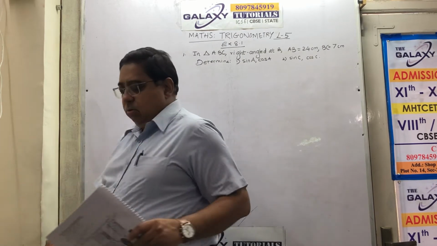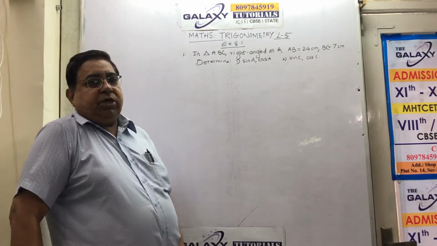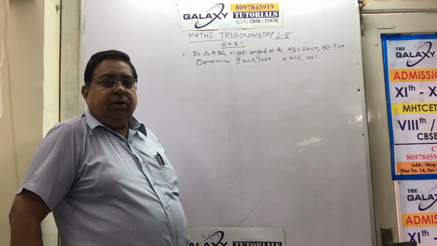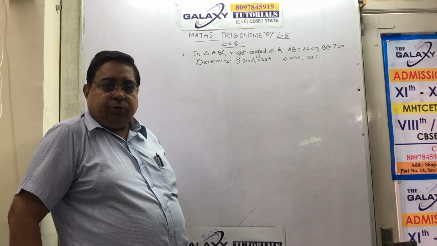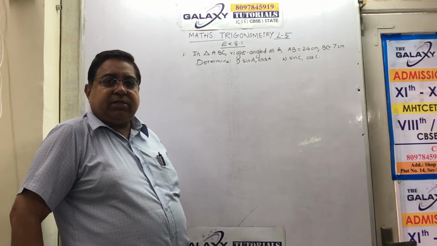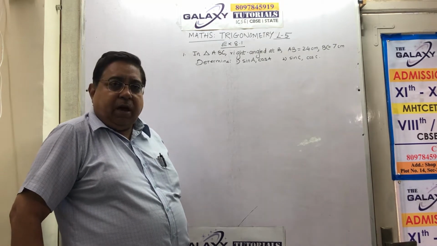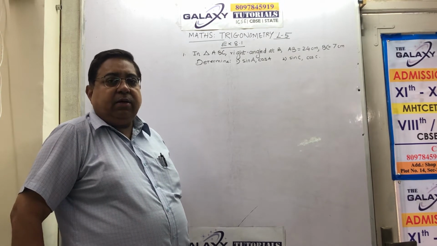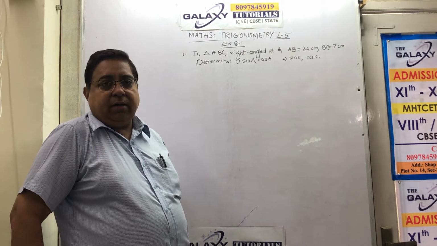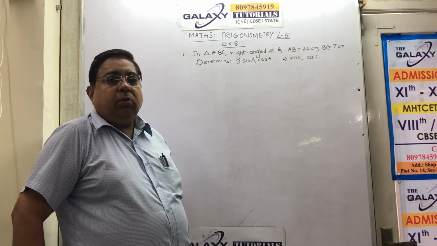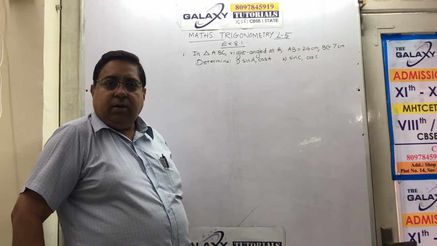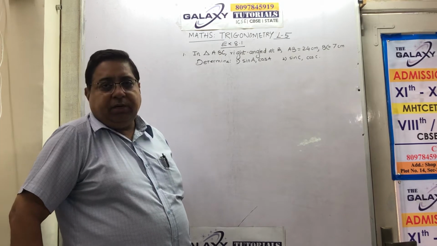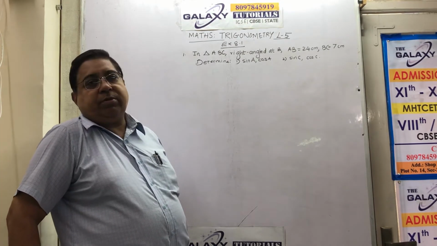Again, just to remind you, please go through the basic ratios. Sine is the opposite side of that angle divided by the hypotenuse. Cos is the adjacent side of that angle divided by the hypotenuse. Tan of that angle is the opposite side divided by the adjacent side. And the inverses: 1 upon sine is cosec, 1 upon cos is sec, and 1 upon tan is cot. Please learn these ratios. I will use them right now.